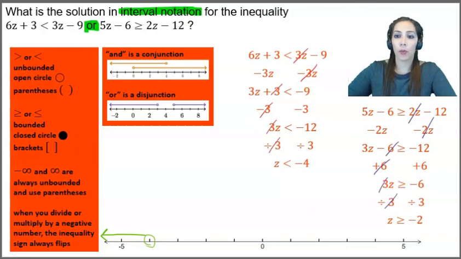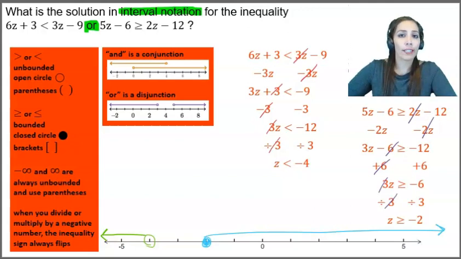Now on this other one, we have z greater than or equal to negative 2. Since it's greater than or equal to, it is bounded. There will be a closed circle on negative 2. And since z is greater than that, we will be going to the right. Now we can go ahead and write this.